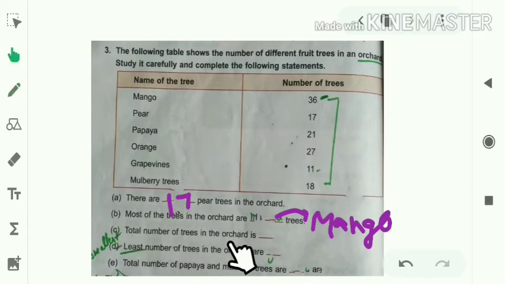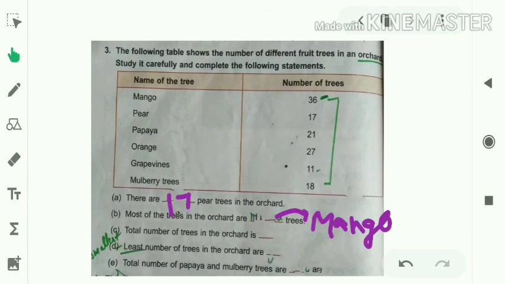So next question is C part. Total number of trees in the orchard is dash. So for the total number of trees, we have to add all these numbers, then we can get the total number of trees. So do this question yourself, students. Add all these numbers and write down the answer of C part.